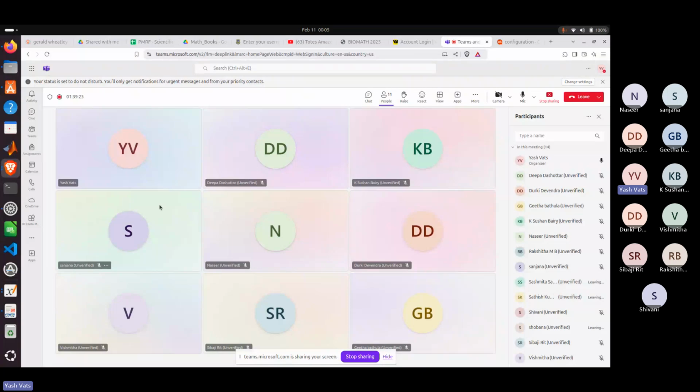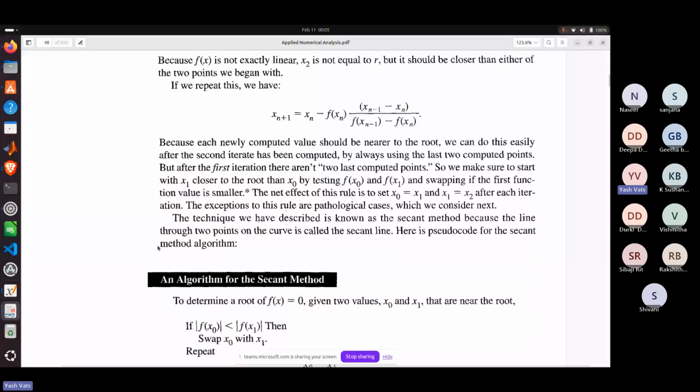Is it clear, everyone? The secant method. If yes, let's go to Newton's. So what's the difference between the secant method and Newton's?